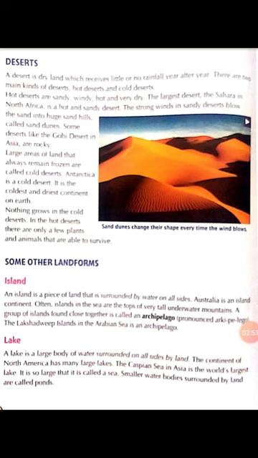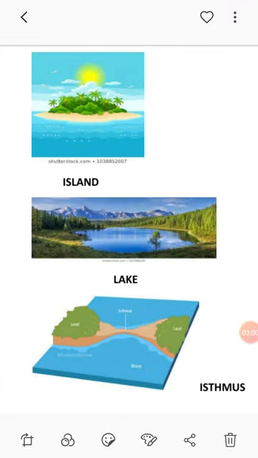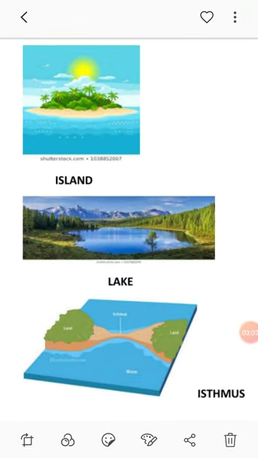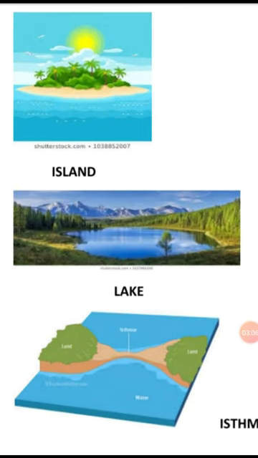Smaller water bodies surrounded by land are called ponds. See the picture of island and lake. See here, island and lake. First one is the island, second one is the lake.